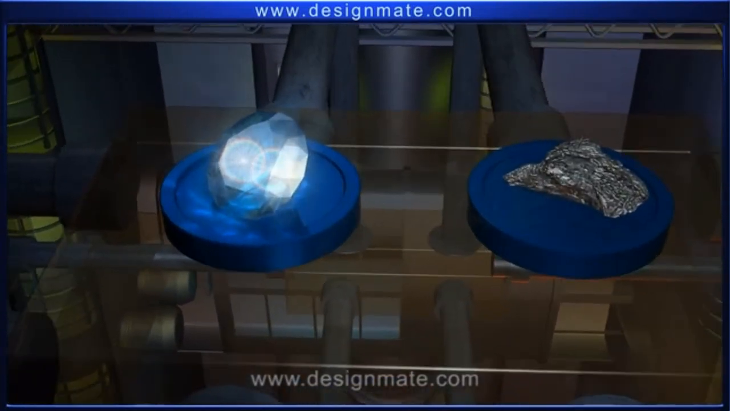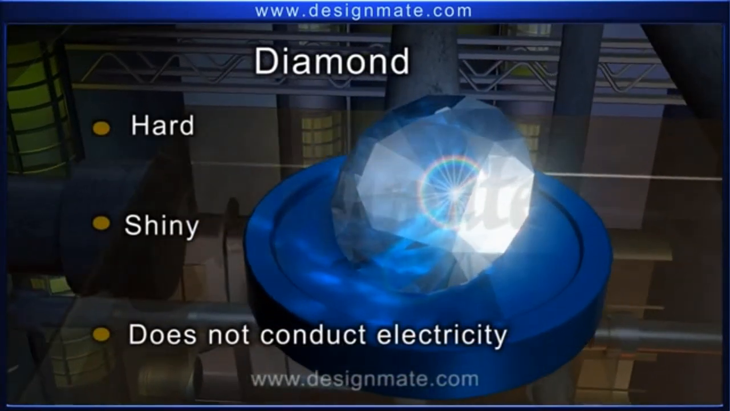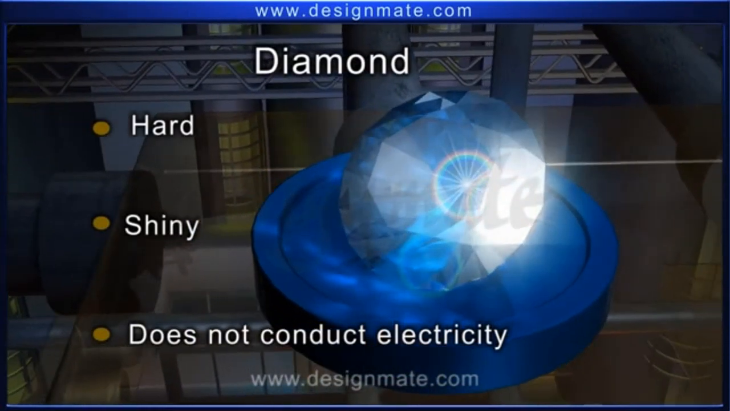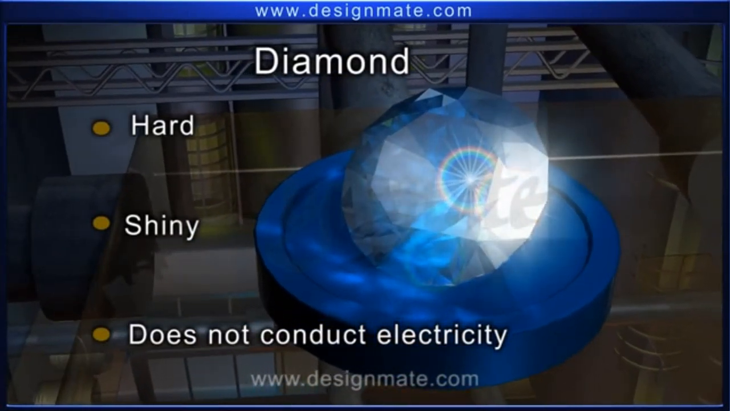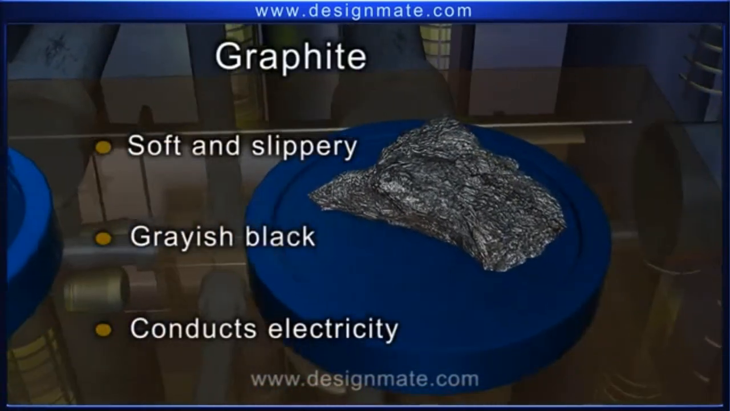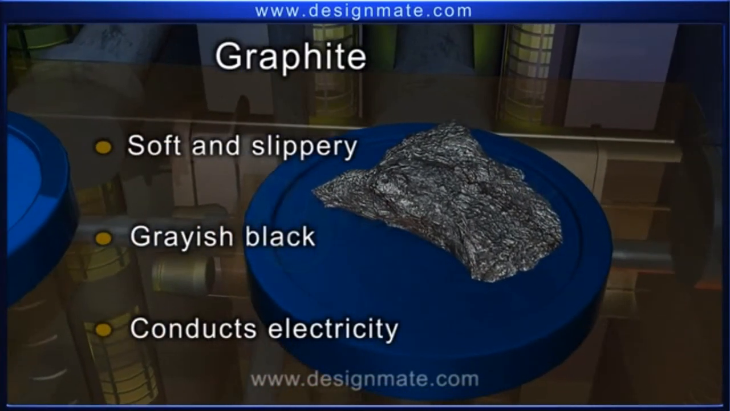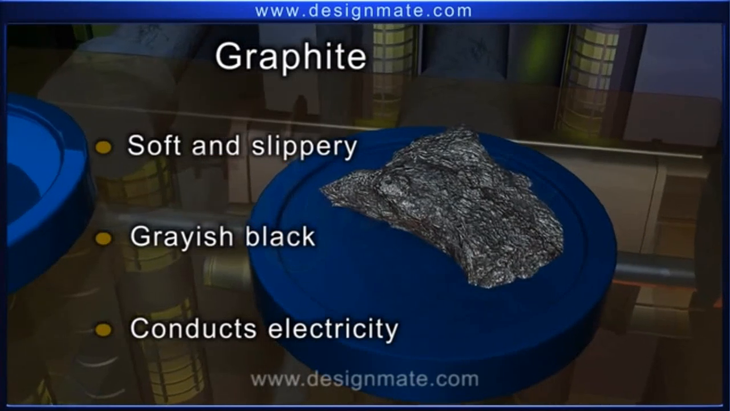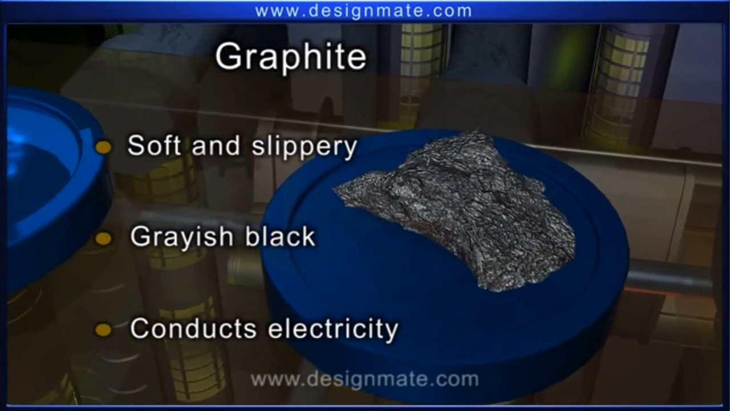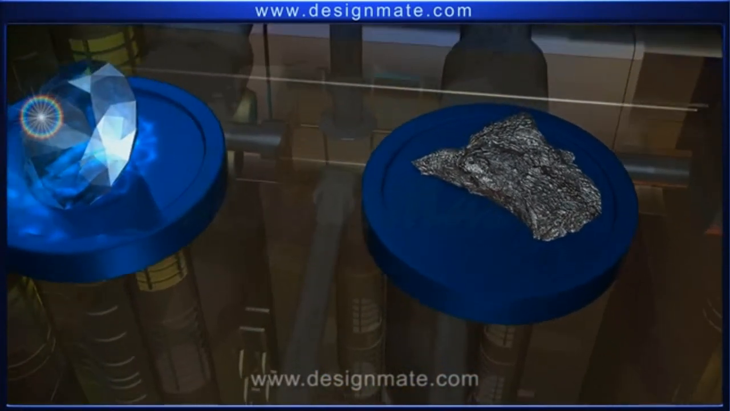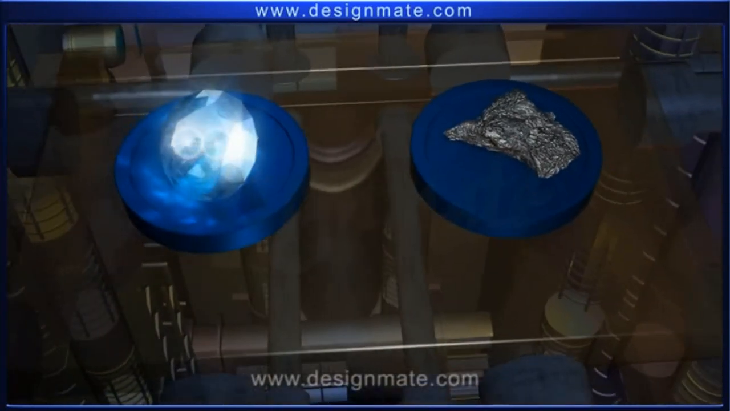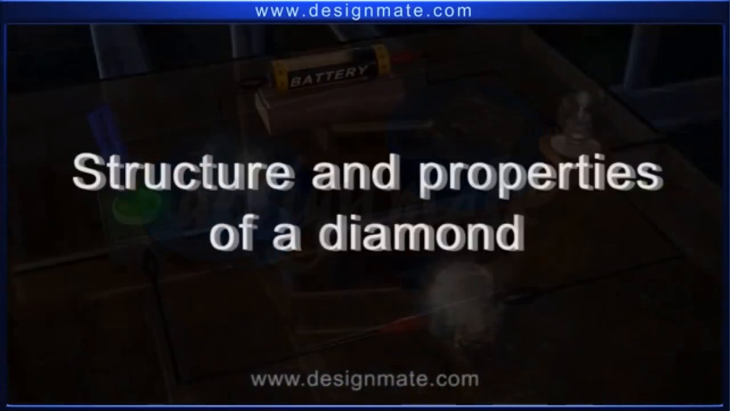For example, diamond is a hard and shiny substance which does not conduct electricity. On the other hand, graphite is a soft and slippery, black-colored substance which conducts electricity. The difference in their properties arises due to different structures of these allotropes.